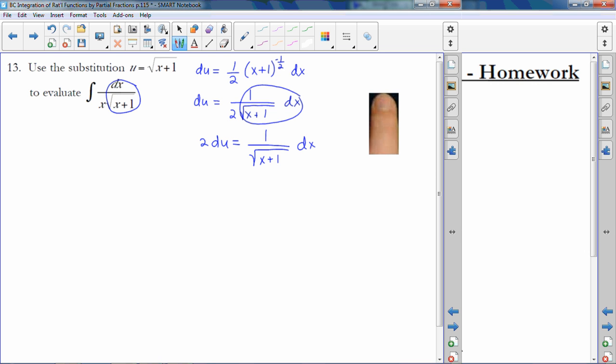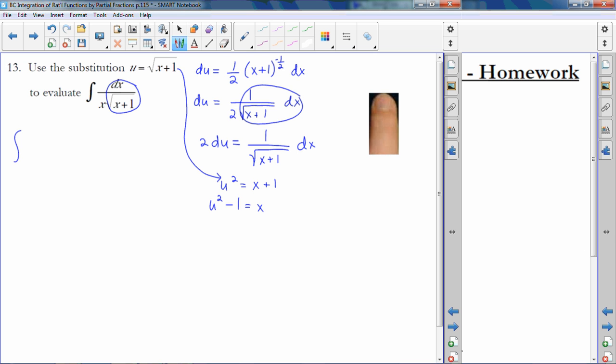All right, next I need to solve for x. And so what I'm going to do is take this u, which equals the square root of x plus 1, and solve for x by first squaring both sides. So I get u squared equals x plus 1. So that means x is going to be equal to u squared minus 1. All right, let's substitute and see what we find here.